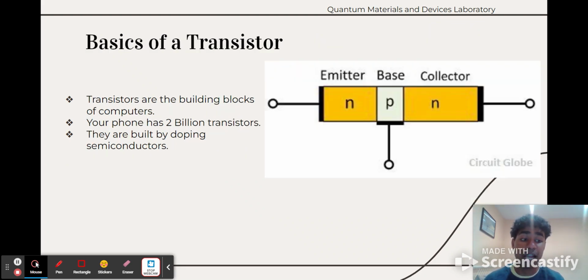One of those uses is actually seen in a critical digital logic component called a transistor. A transistor is basically a piece of semiconductor that is partially doped. It is the building block of all logic components in today's day and age, and your phone probably has about 2 billion transistors.